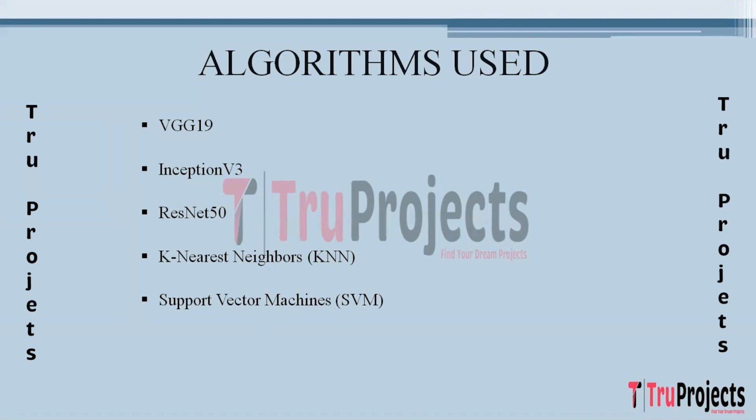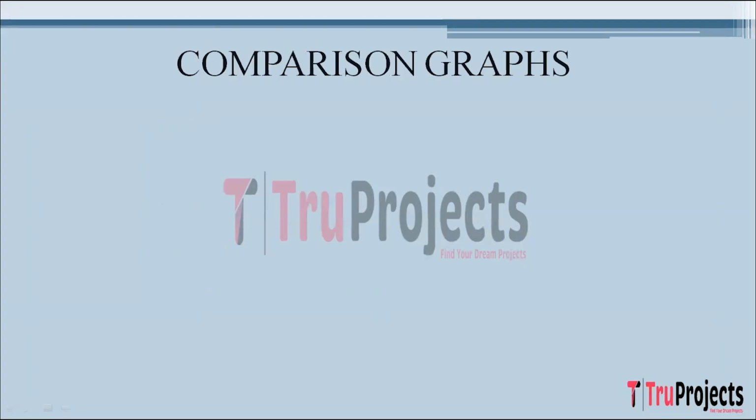In this project, SVM is chosen for its ability to handle intricate relationships in the feature space, providing a robust classification framework. It complements the deep learning models by contributing to the accuracy of Parkinson's disease detection, especially in scenarios where the decision boundary is less straightforward. Now we'll see the comparison graphs.